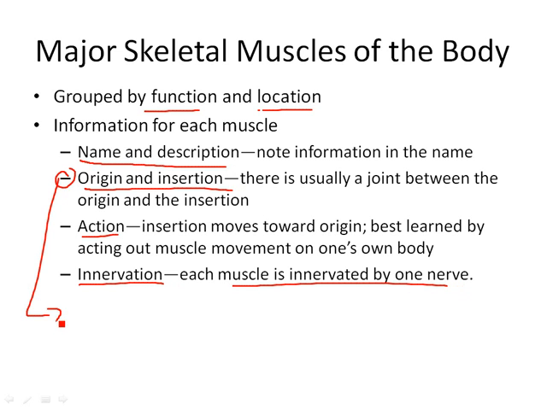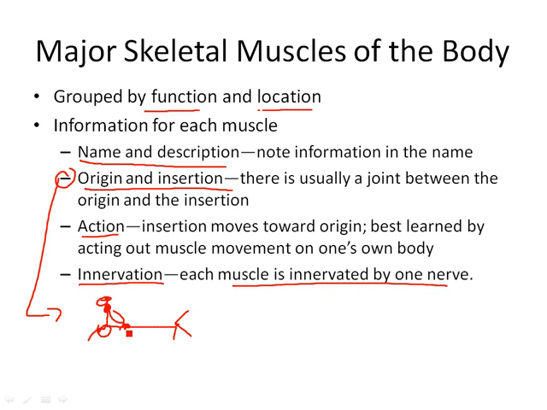When we talk about origins and insertions, I'm going to draw an arm. Here's my shoulder. Here's my upper arm, my lower arm, my hand, and here's my elbow. Okay? So if I have the biceps brachii, it's going to be attached up here and here, and this is going to be the muscle. And you'll notice there's a joint between these two attachment points, okay? Because there's got to be something there.